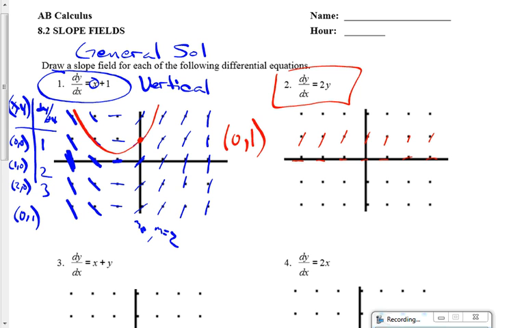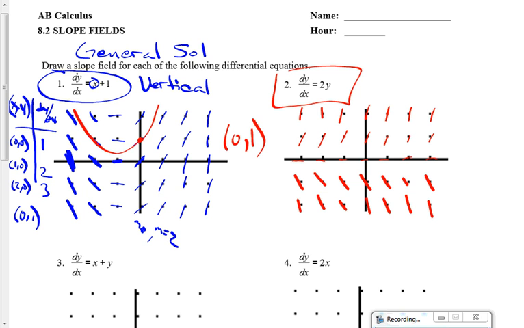Okay? What about when y is 2? Slope is 4, right? These are not quite vertical. Don't make them vertical, but they're steep. Okay? What about y equals negative 1? Negative 2, right? What about these? Okay? These are going to be even steeper. Those are going to be a slope of 4.